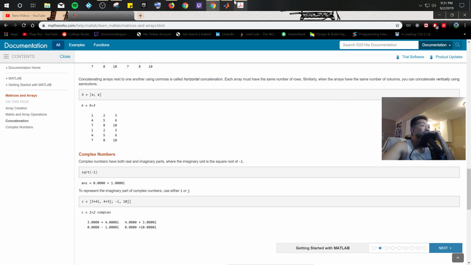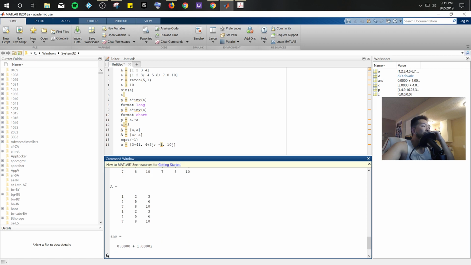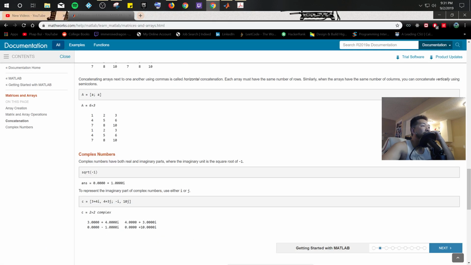You can put a square root of -1. So the square root of -1 is somewhere around here. And C is equal to 3 plus 4i, 4 plus j, -i, 10j. C is equal to 2 by 2 complex.